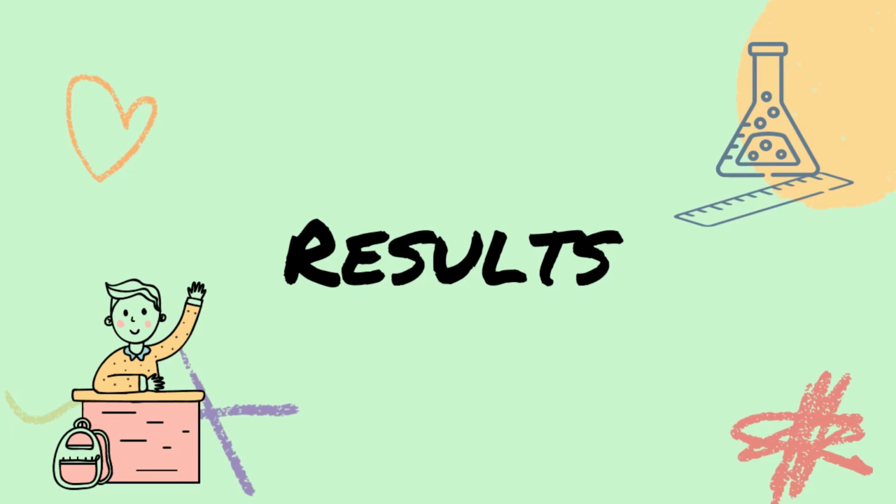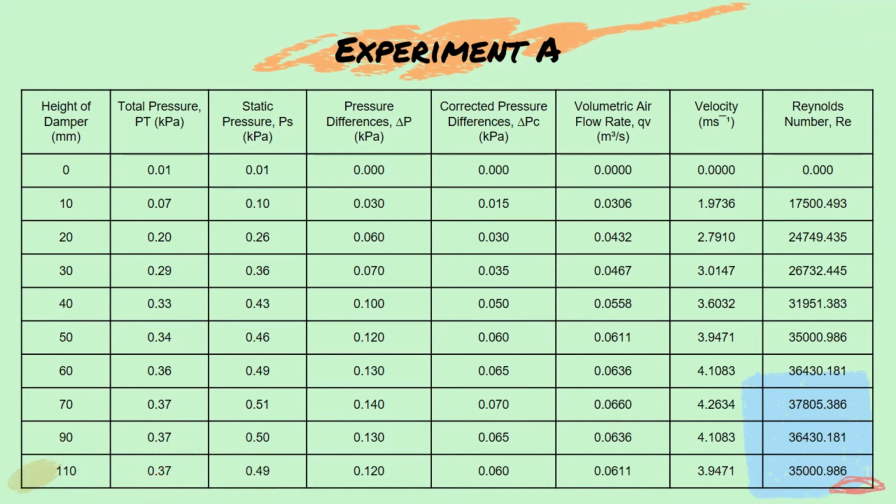I am Oh Hong Kiet and I will present the results and discussions. For Experiment A, the height of the damper is manipulated to obtain different flow rates in order to get the results. After that, the differential pressure is calculated by using static pressure minus total pressure. The differential pressure is used to obtain the volumetric flow rate value by using Equation A1.